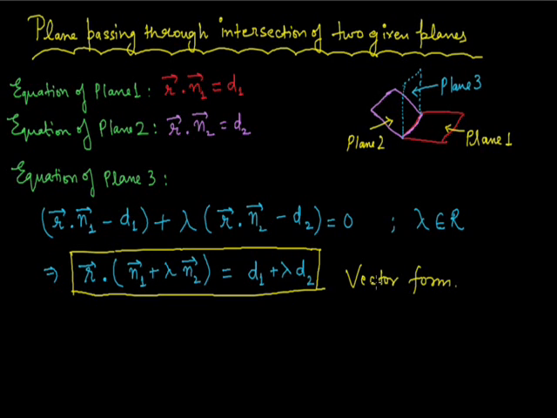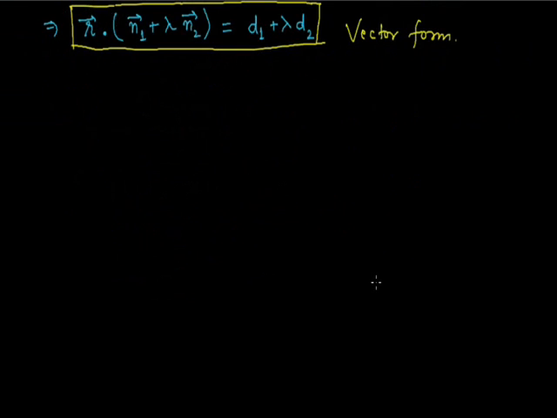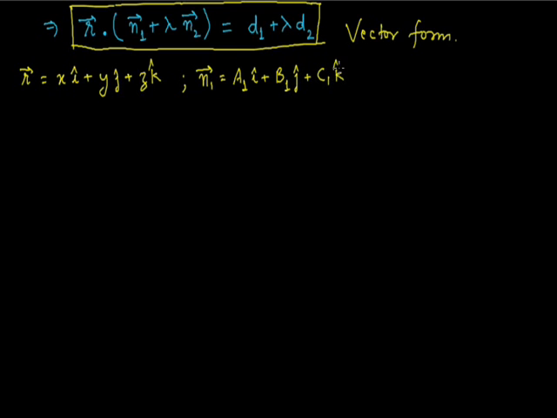Now let's convert this equation into Cartesian form. For that purpose, let's say r vector is equals to x i cap plus y j cap plus z k cap, and n1 vector is equals to a1 i cap plus b1 j cap plus c1 k cap, and n2 vector is equals to a2 i cap plus b2 j cap plus c2 k cap.